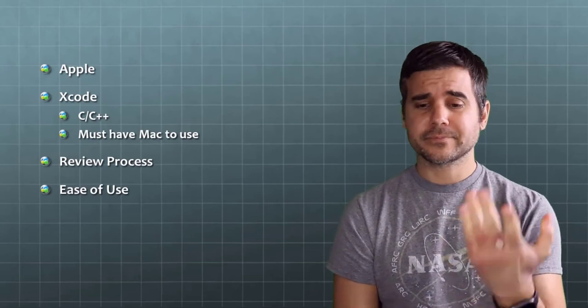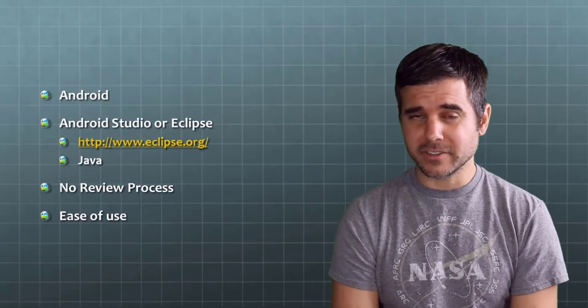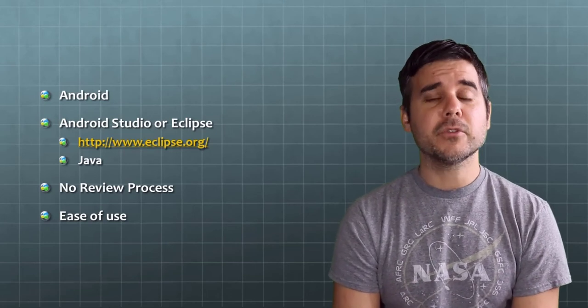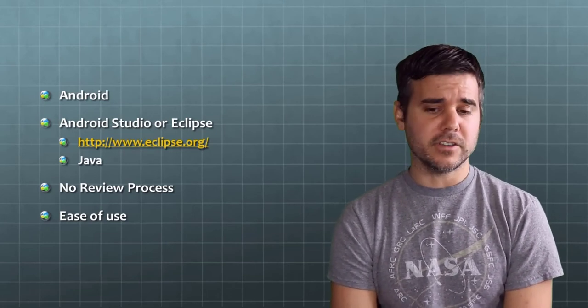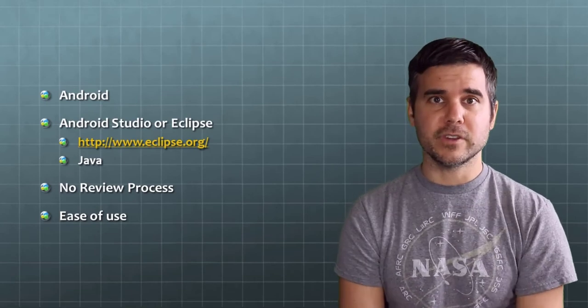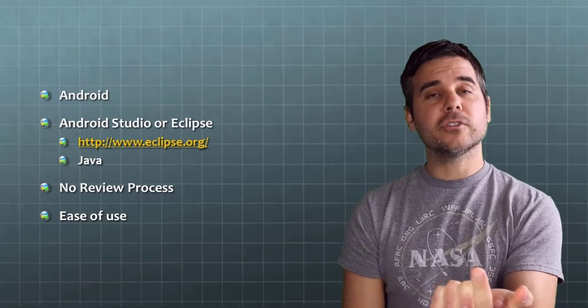Whereas Android, I thought was way easier to develop with. They use Java, they use Eclipse, which is Java-based. I thought it was much more user-friendly and much easier to develop an app. There is no review process, like you literally just put it on the Android store. It can get taken off though, but here's the cool thing.